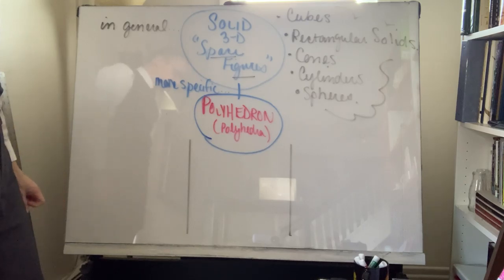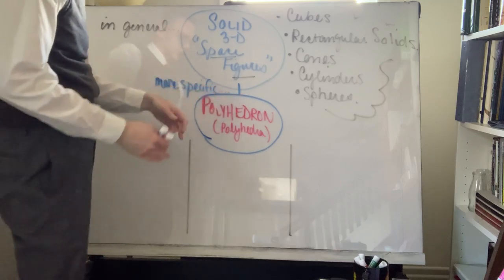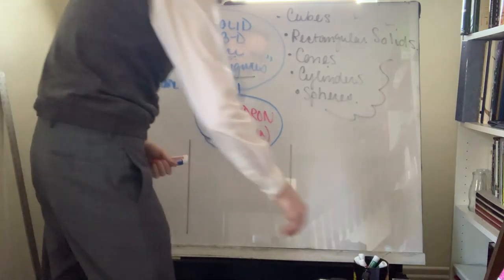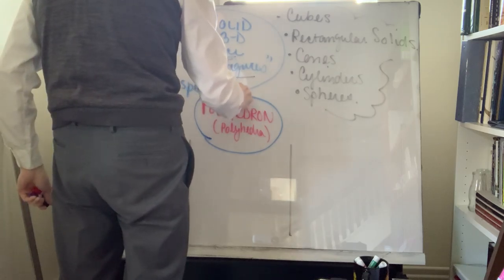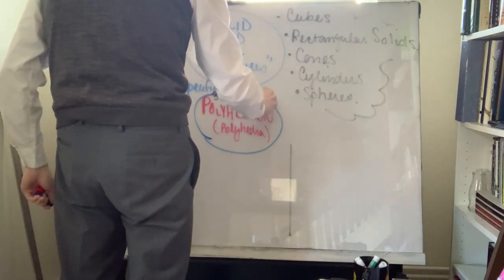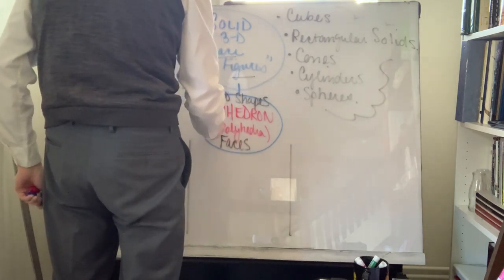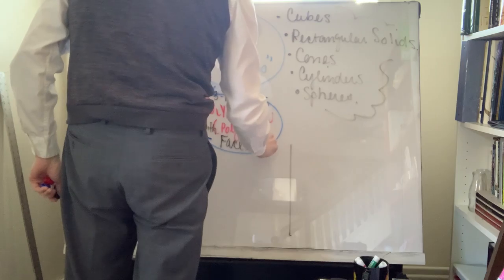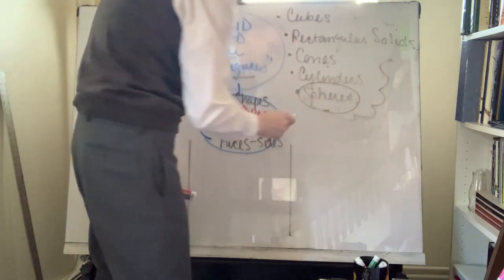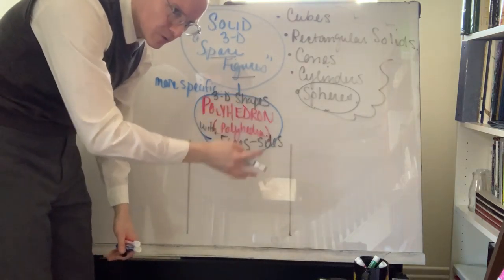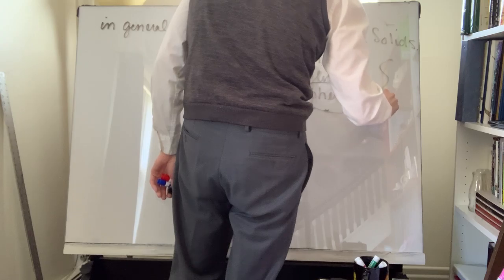Right? In general, when you think a polyhedron, think a three-dimensional shape, but a three-dimensional shape that has faces. Right? That's sides. Something like a sphere doesn't really have a face, it has a surface, right? We don't say that it has a face, we say that it has a surface.